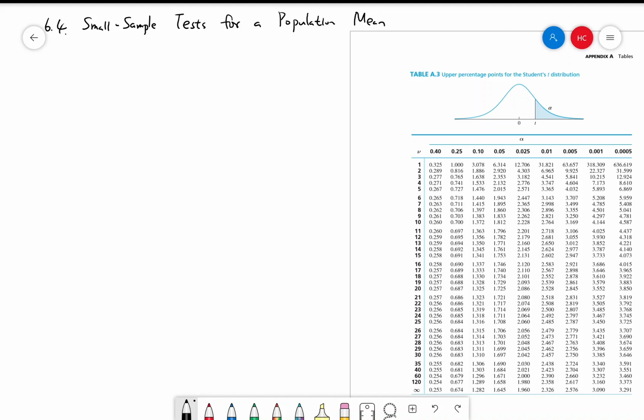Alright, so this is section 6.4, which is on small sample tests for a population mean. So let's start with an example. Because we're talking about small sample tests, that means the sample size is less than 30, we have to assume our sample comes from a normal distribution. So let's assume body temperature of a person is normally distributed.